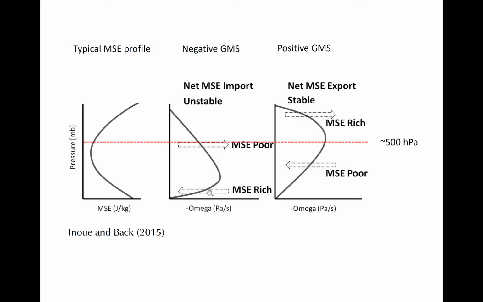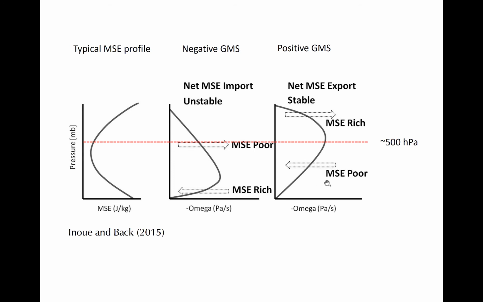Comparatively, the MSE is high in the low troposphere. This might occur in an environment with a low-level maximum in vertical motion, such as when shallow convection is present. And that's what this gray line represents as a hypothetical omega profile. In this case, the column integrated divergence of MSE would be negative. In other words, there would be net convergence of MSE in the column, making it more unstable.